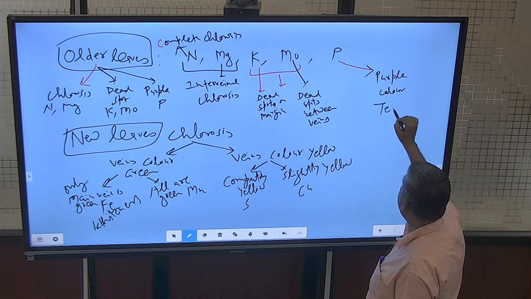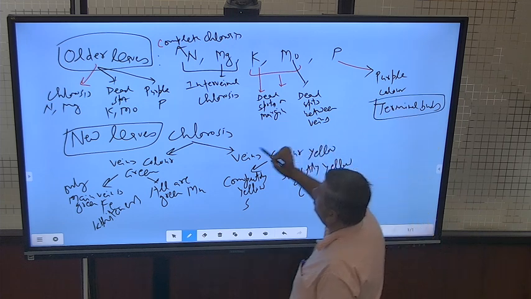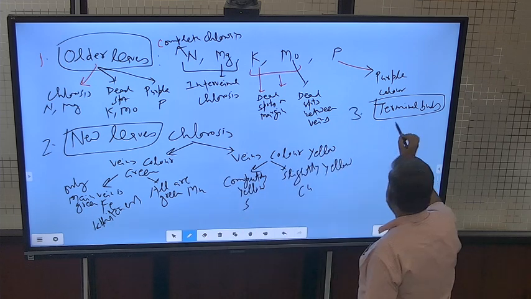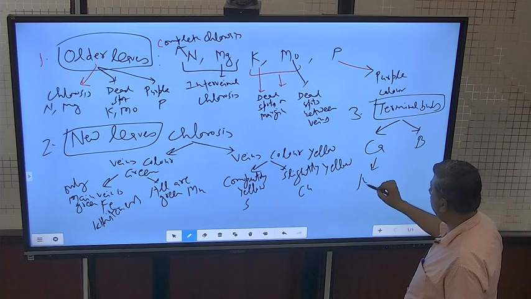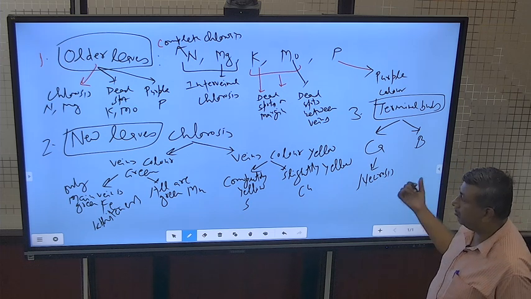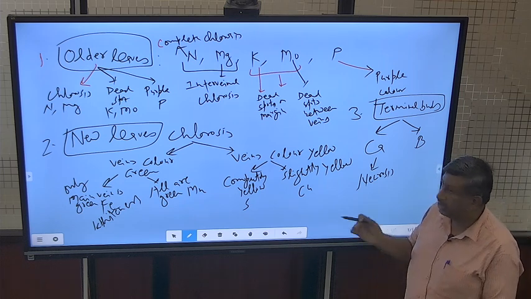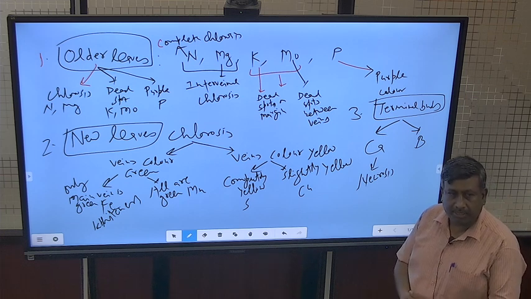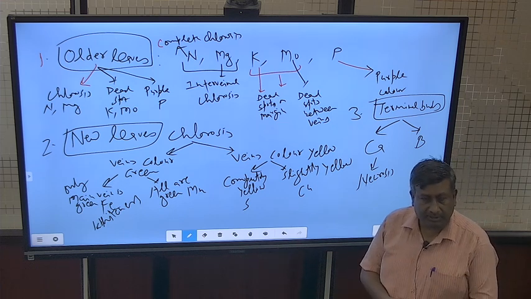Now look at terminal buds. So this is the first way, this is second, and this is third. So maybe calcium or boron. In case of calcium, necrosis is very common. So this is the way we can identify the deficiency symptoms. And in case of zinc, symptoms are on both older and new leaves: brown strips, necrotic spots, reduced plant height, small leaves. So this was about the deficiency symptoms. Thank you very much.